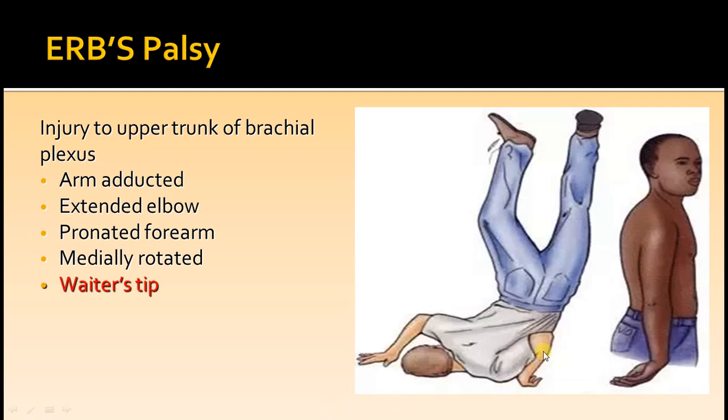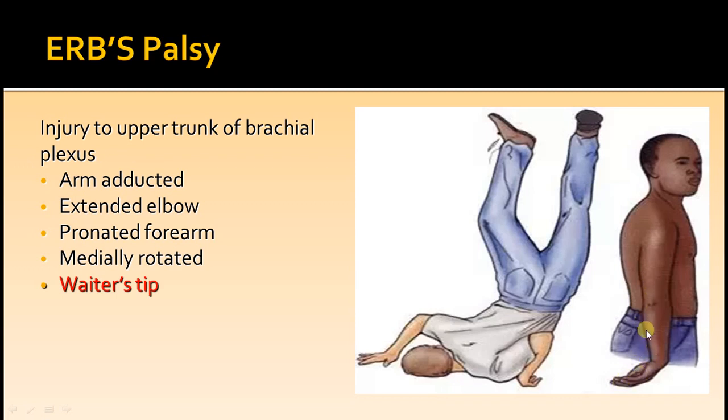So in Erb's paralysis, the arm is adducted and hanging by the side. The elbow is extended, and the forearm is pronated and medially rotated. The wrist and the fingers are flexed. Why? Because the flexion is unopposed; the extensor muscles become very weak. Because of the unopposed flexion, the wrist and the fingers get flexed.